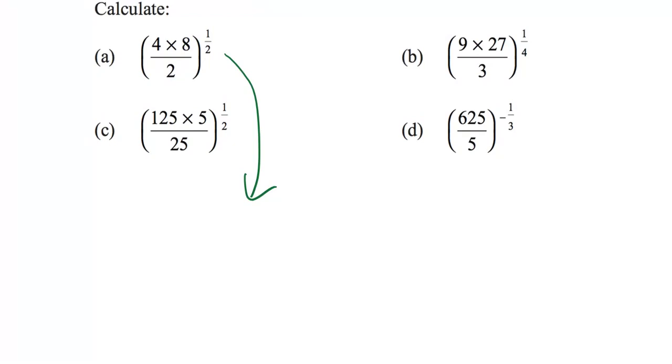So 4 times 8 is 32 and then divide by 2. Well, that's 16. So what I've got here is 16 to the half, which is 4, because the power of a half means square root, of course.